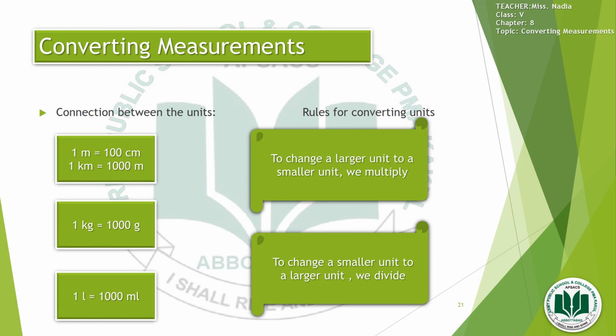Now for converting one unit to another unit, we must know which unit is smaller and which is larger and the connection between them. That is, 100 centimeters make 1 meter and 1000 meters make 1 kilometer. It means centimeter is smaller than meter and meter is smaller than kilometer. And 1 kilogram is equal to 1000 gram. Grams are smaller than kilogram. And 1 liter is 1000 milliliter. Here milliliter is smaller than liter.